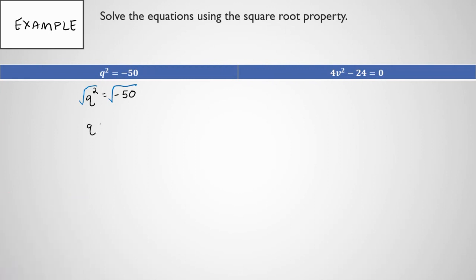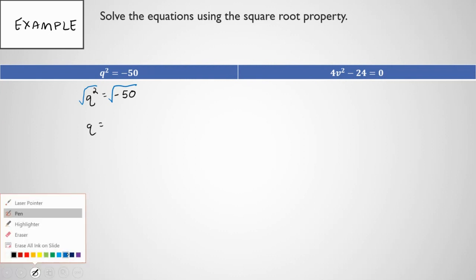And we get q equals, and now we've got a problem here because we have a square root of a negative. If you try to take the square root of a negative on your calculator, you will get an error. That's what most calculators give when you try to do that. Mine says domain error.